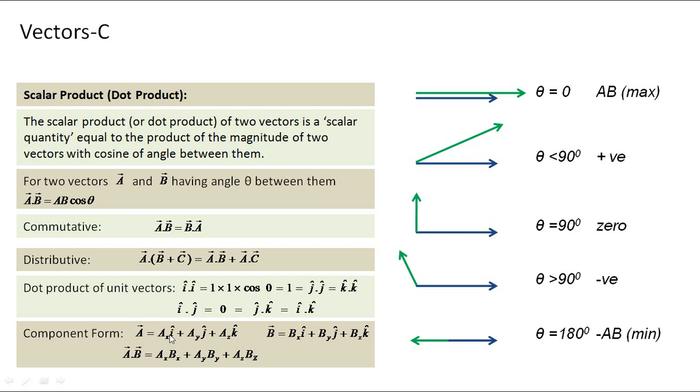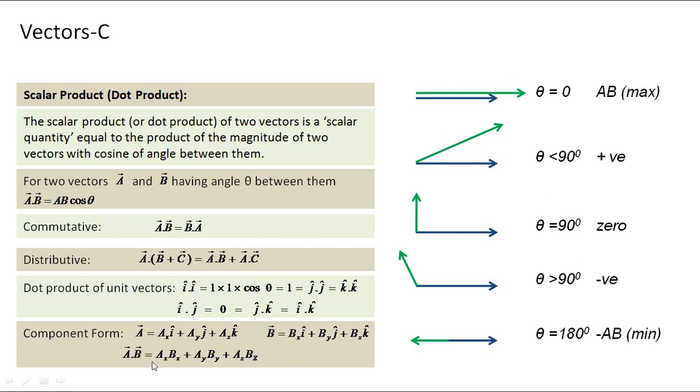Next, when it is multiplied by j cap, these two vectors are mutually perpendicular, hence the result is 0. Similarly, with the third component, i cap being perpendicular to k cap, the result is 0. So only one term is non-zero, the other two are 0. The same thing will repeat in the second part: only the j component multiplied by the j component yields a non-zero product, which is ay into by. Similarly, the k component gives az into bz.